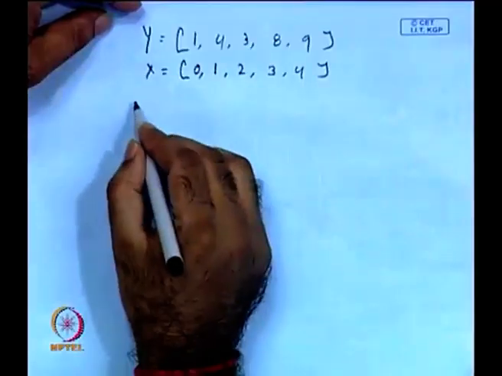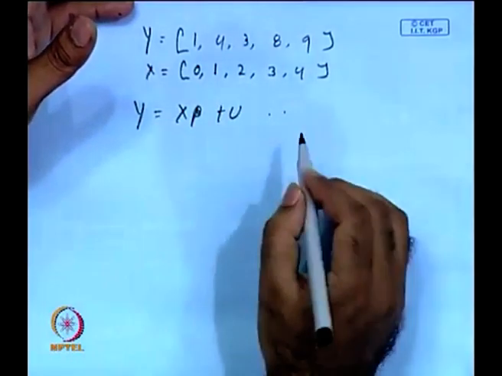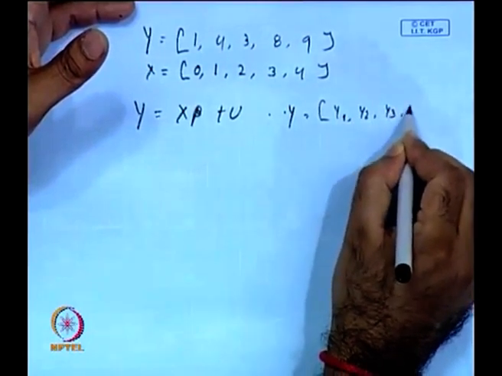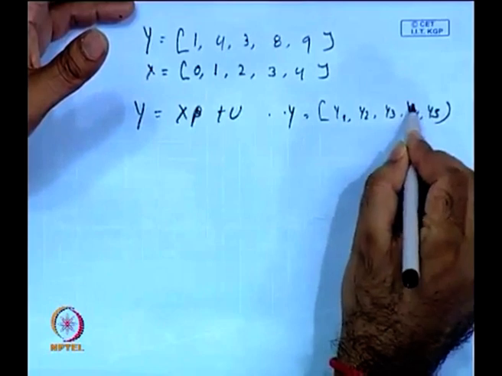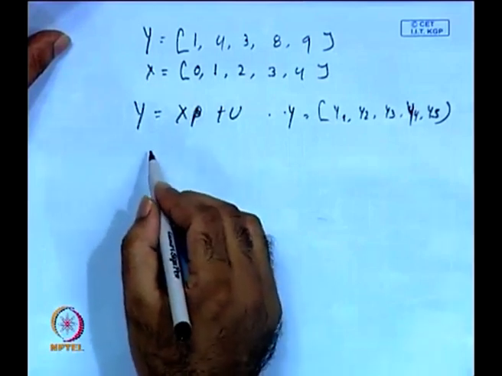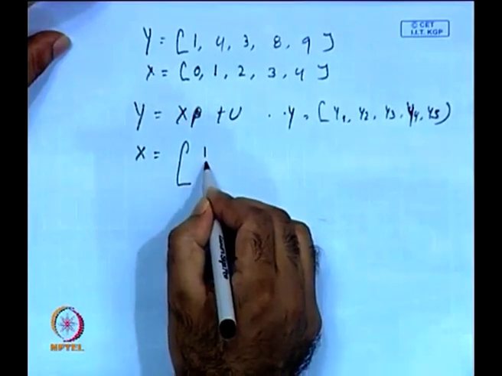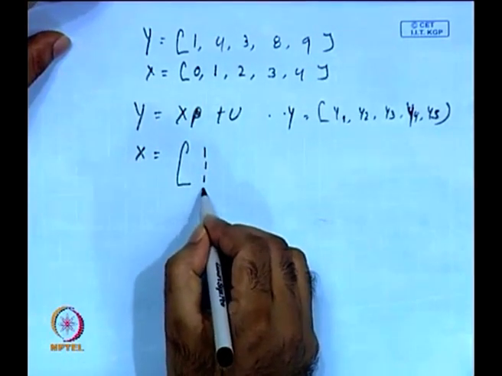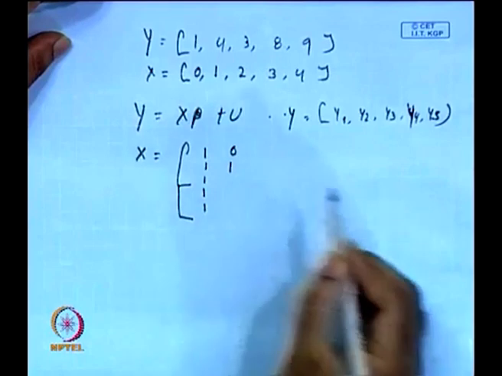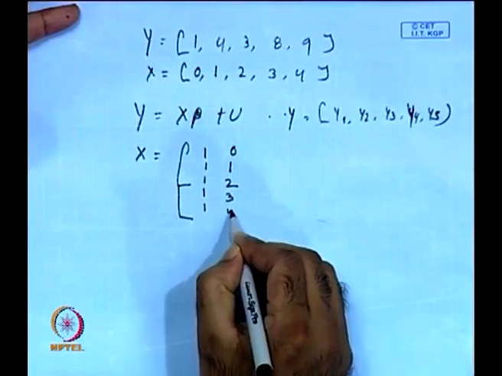So for this, let us assume that our simple model is y equal to x beta plus u, where y consists of y1, y2, y3, y4 and y5. This particular structure can be represented like this. x represents, obviously, 1, 1, 1, 1, 1, and there are 5 observations. Then 0, 1, 2, 3, 4. This is x.